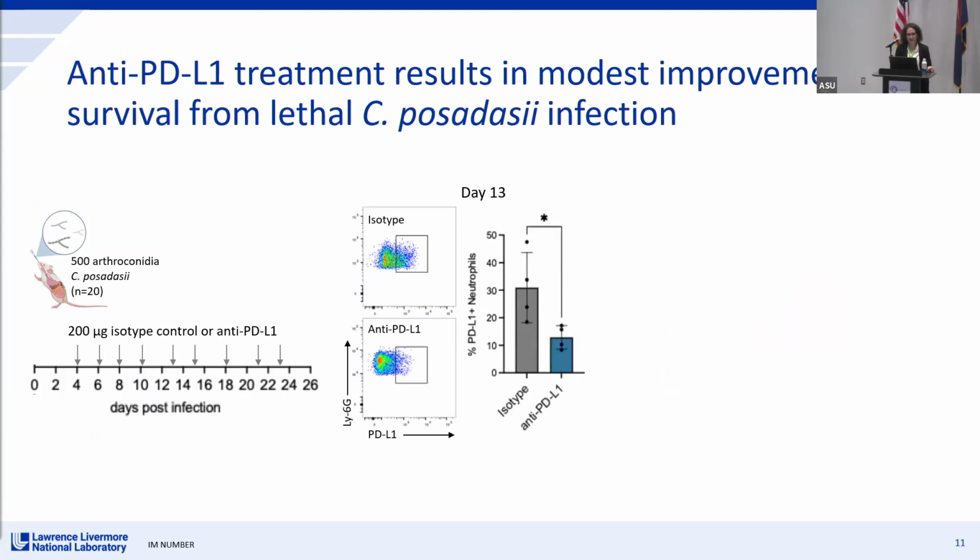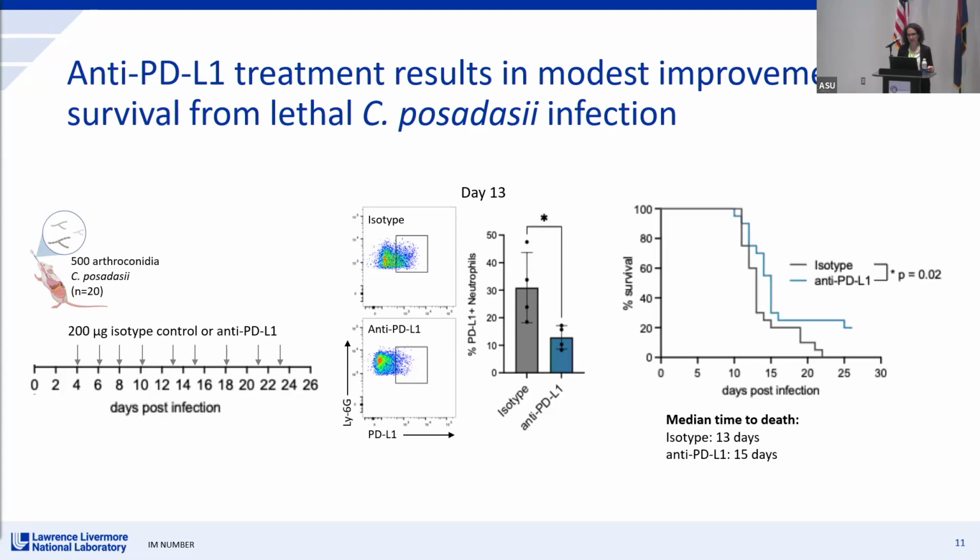In a separate cohort of animals, we looked at PD-L1 expression on neutrophils at day 13 post-infection, and we see that indeed PD-L1 expression is decreased on neutrophils in the anti-PD-L1 treated group. And for survival, we noticed a slight but significant improvement in survival in the animals that were treated with anti-PD-L1. So the median time to death in the isotype control animals was 13 days, whereas in the anti-PD-L1 group, it was 15 days. And we had 20% survivors out to day 26 in the PD-L1 treatment group, whereas there were no survivors in the isotype control group.